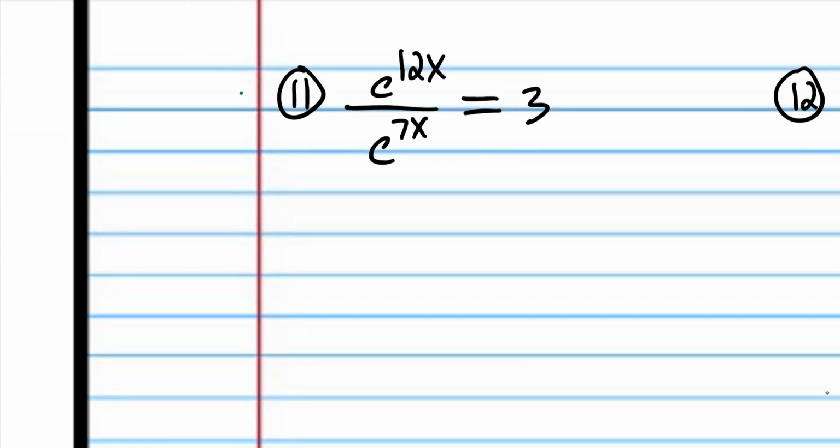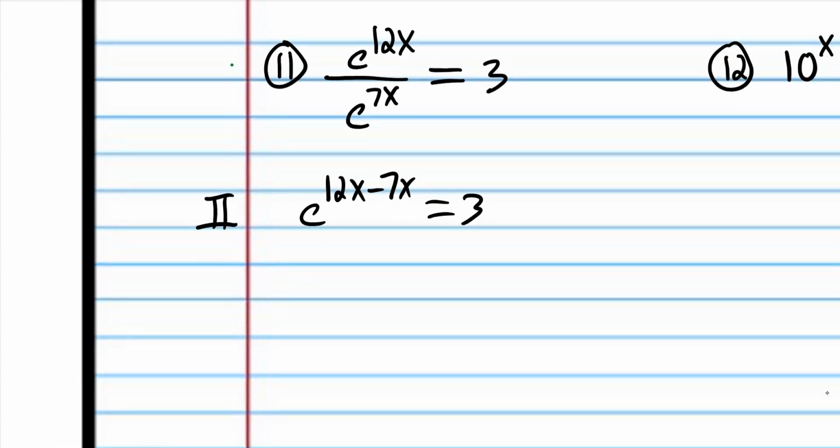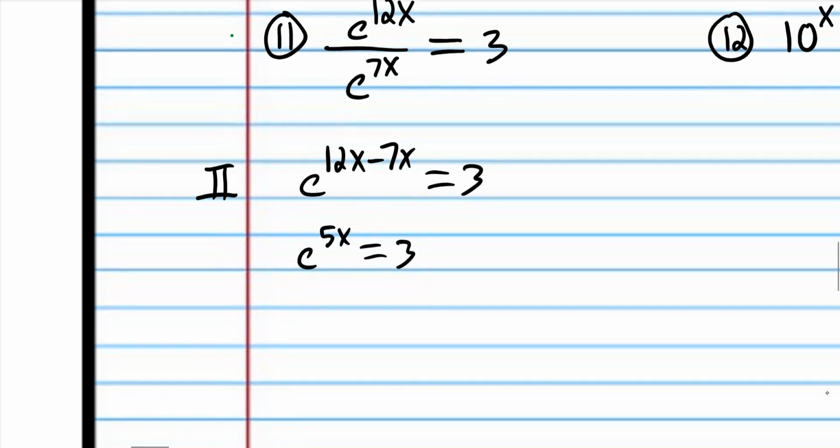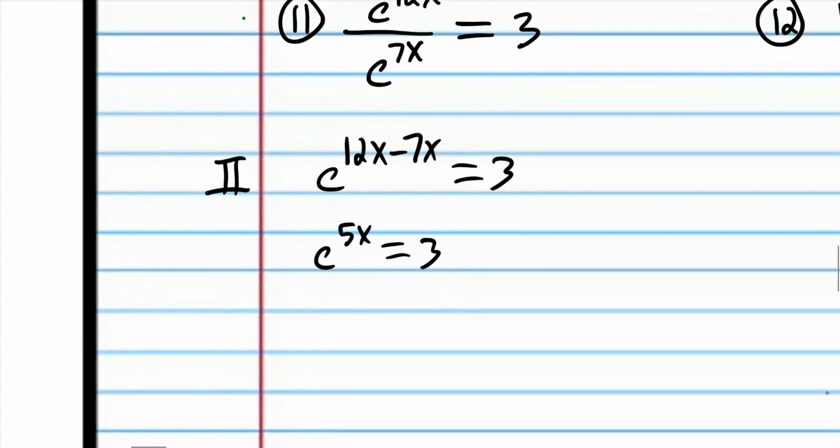Okay, we're back. We're going to use exponent rule number 2. We have the same base, so we can combine those exponential expressions. Then we get e to the 5x is equal to 3, and at that point we're stuck. We can't really do anything unless we use advanced mathematics. Your calculator can do advanced mathematics, but the problem is you need to tell your calculator what to do.